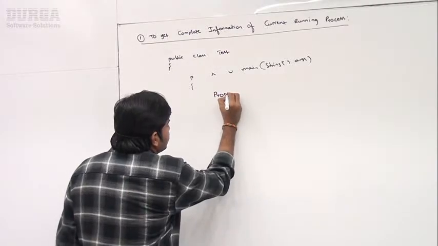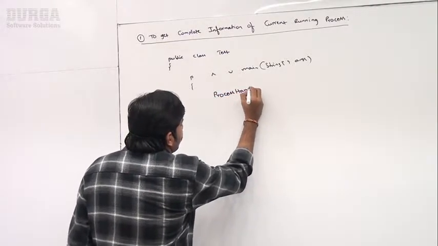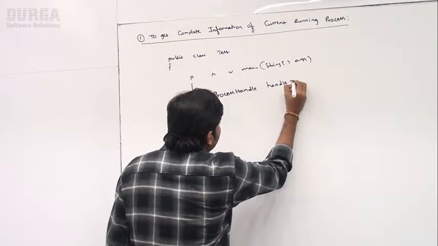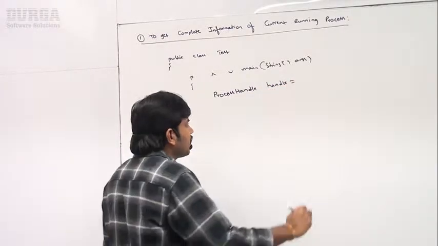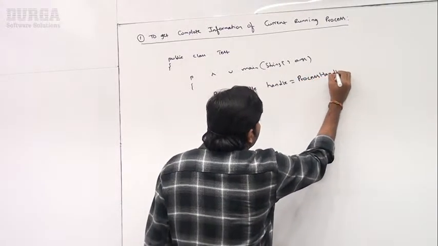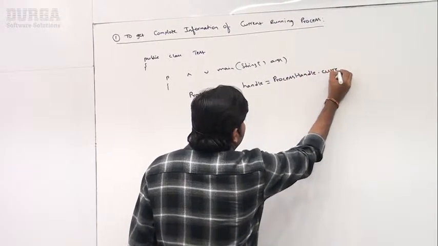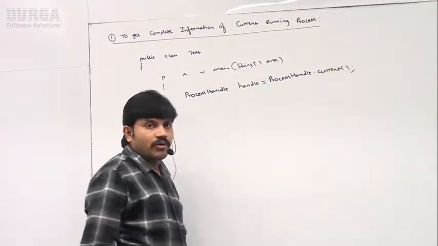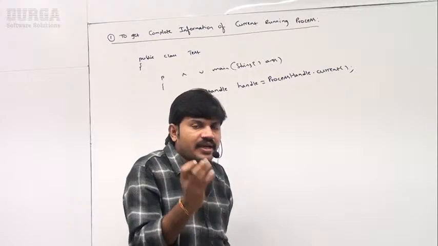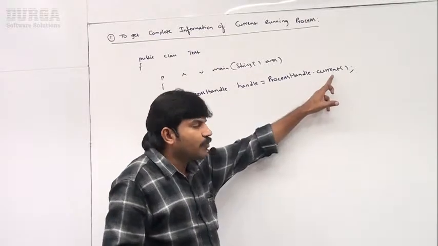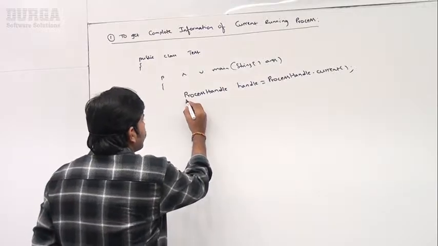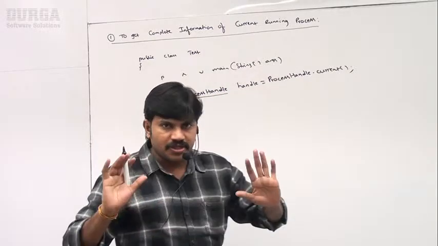In the last videos I explained very clearly. ProcessHandle handle = ProcessHandle.current(). So the current running process is the current JVM instance. The related process handle by default we are going to get. The handle object is ready.